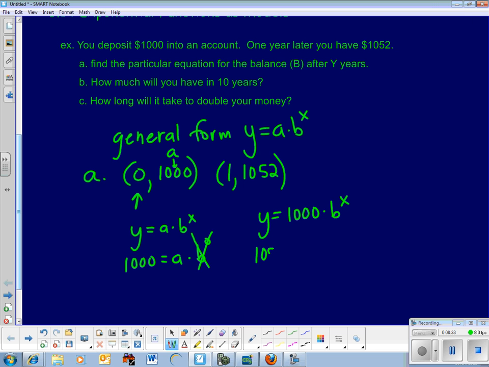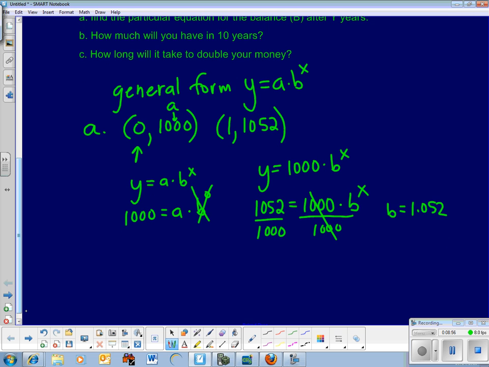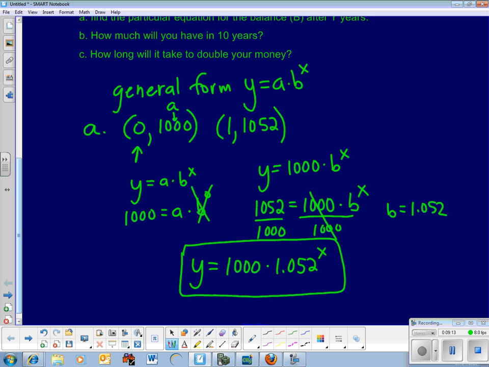So 1,052, I'm going to plug that one in, equals 1,000 times B to the 1. So I divide by 1,000, and B equals 1,052 divided by 1,000, which is 1.052. All right, this is a bank account that pays 5.2% interest a year. But anyway, our final equation is y equals 1,000 times 1.052 to the x power. Okay, so that's one way to go about solving question A, what's the particular equation.